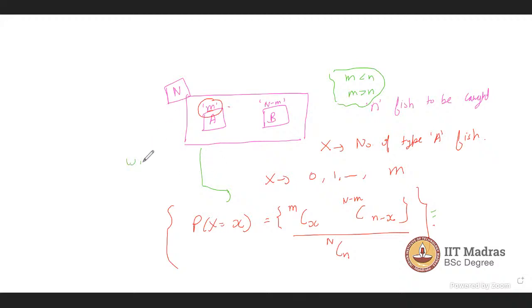And here, if you notice, we are doing it without replacement as well. Because if I catch one fish from here, I am left with only m minus 1 in the second draw. So probability keeps changing after each trial. So in such cases, we use hypergeometric.